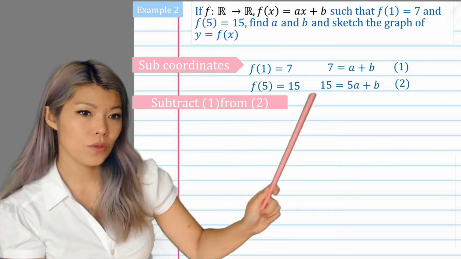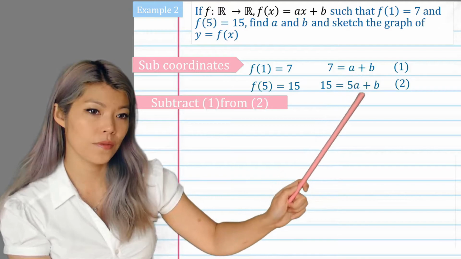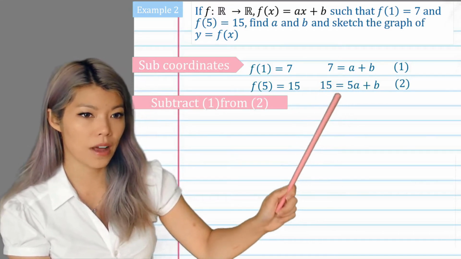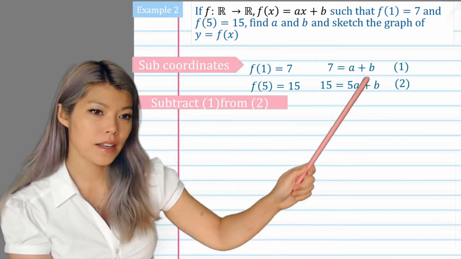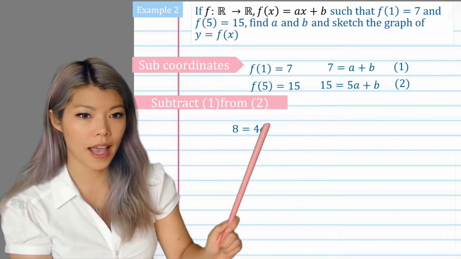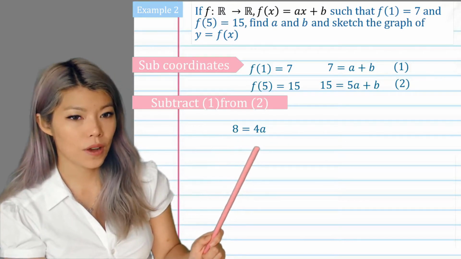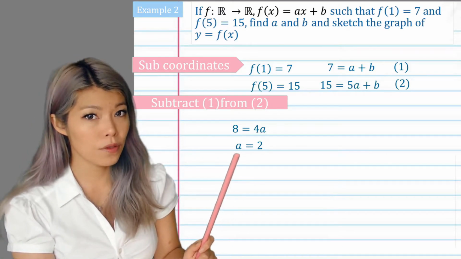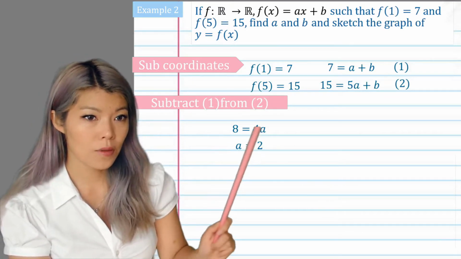Now what can we do? We can subtract 1 from 2. So we keep things positive. Doesn't matter which way you do it, you still get the same values for a and b. So let's cancel out the b's, and then 5a minus a is 4a, 15 minus 7 is 8. So 8 equals 4a, bring the 4 to the other side, a is equal to 8 divided by 4 is 2. So now we have a.